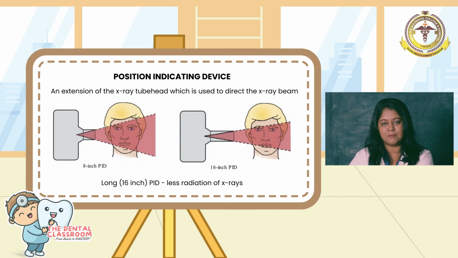But when you look at the images, it is very clear that in the 8-inch PID there is more divergence leading to more radiation exposure, whereas in a 16-inch PID there is less divergence and hence less radiation exposure. Similar to collimator, there is also a rectangular and a circular position indicating device available commercially in the market. When compared to circular, the rectangular position indicating device is always more effective.